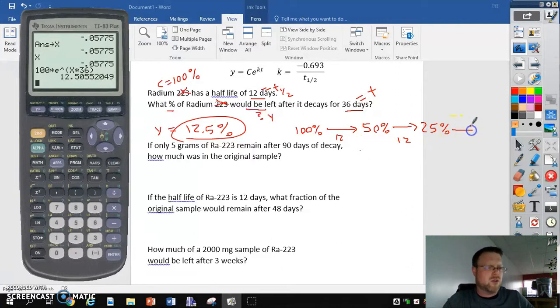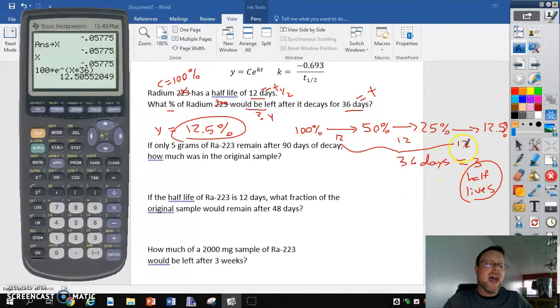And how about another 12 days? 25 would get cut in half. Half of 25 is 12.5%, which is what we ended up with. This is a total of 36 days. 36 days happen to be equal to 3 half-lives. And because there were 3 half-lives, our original starting amount got cut in half 3 times. So there you go. Okay?